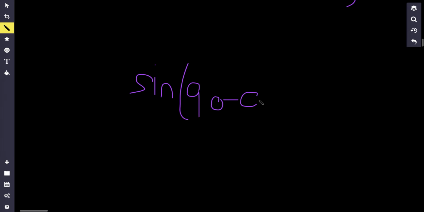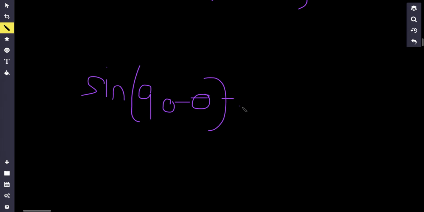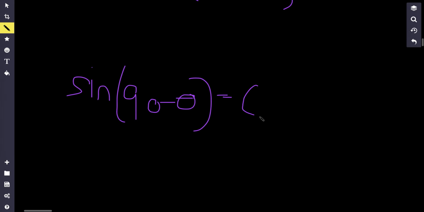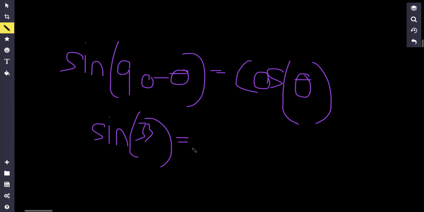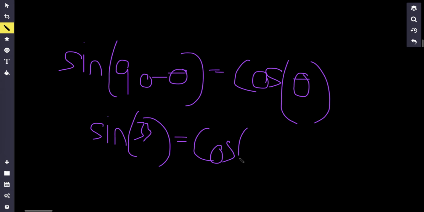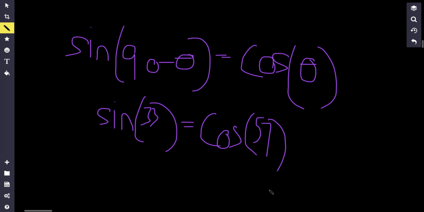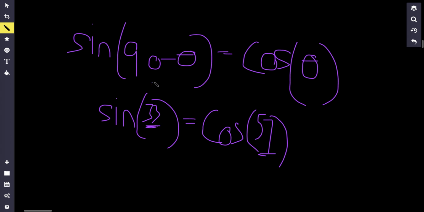Finally, an important thing to know is that sine of 90 minus theta, so now we're in degrees, sine of 90 minus theta is equal to cosine of theta. All right, so for example, if I have sine of 33 degrees, this is equal to cosine of 57 degrees. Notice how these two values add up to 90 degrees. I'm pretty sure I have a video on that. I forgot which video I put it in, but I should have a video on why that is.